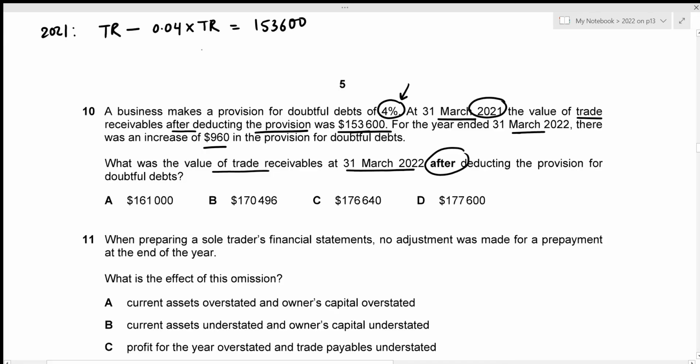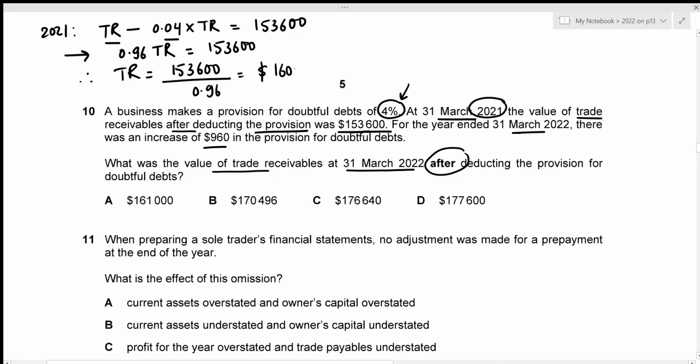Now let's solve this equation and figure out the actual trade receivables value for the year ended 31st March 2021. That is 1 trade receivable minus 0.04 trade receivables. So that's 0.96 trade receivables has the value of 153,600, which means that the value of the trade receivables is just going to be 153,600 divided by 0.96, which results in an amount of 160,000.